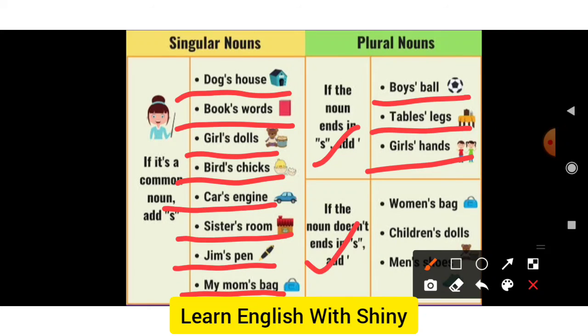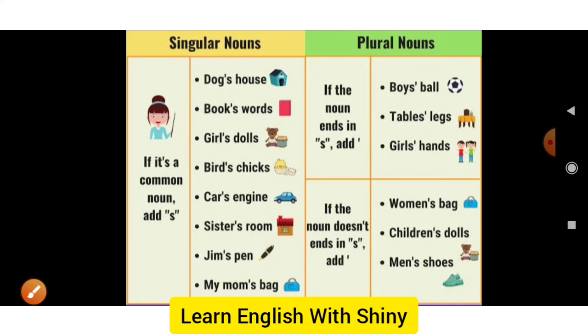When the noun does not have s, we will use apostrophe s. For example, women's bag, children's dolls, men's shoes. Okay. So this is how we use apostrophe s in the case of singular and plural nouns.